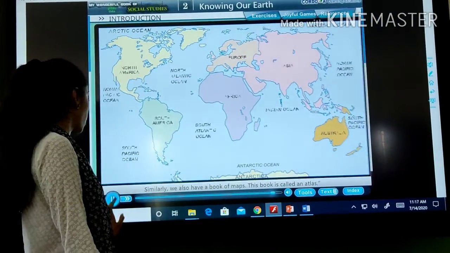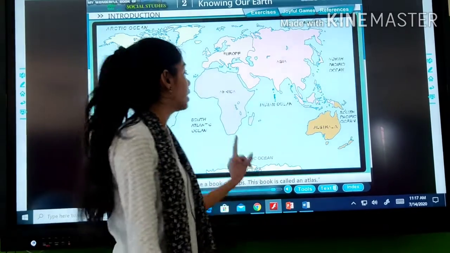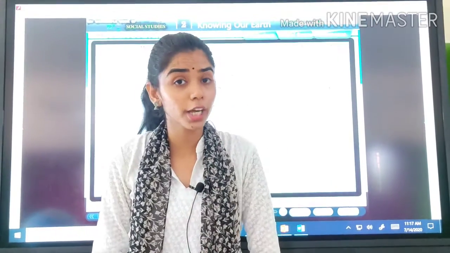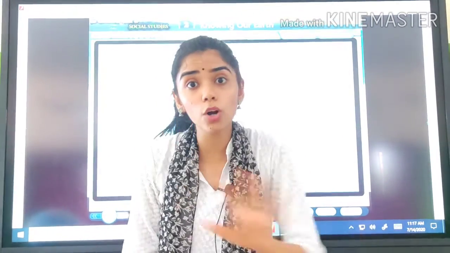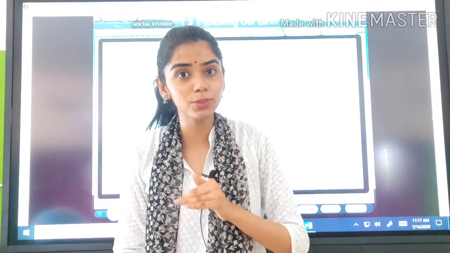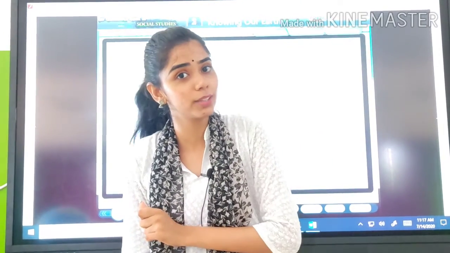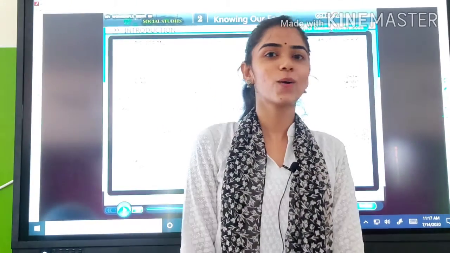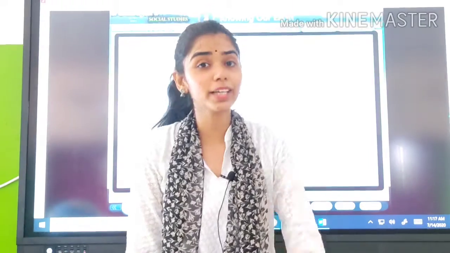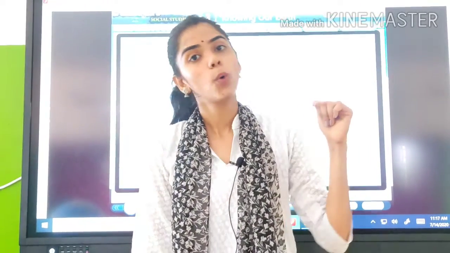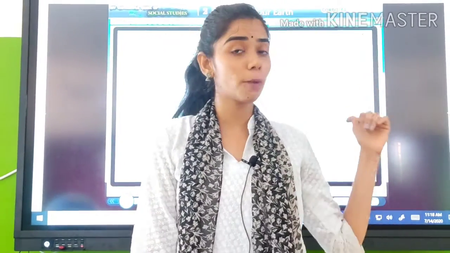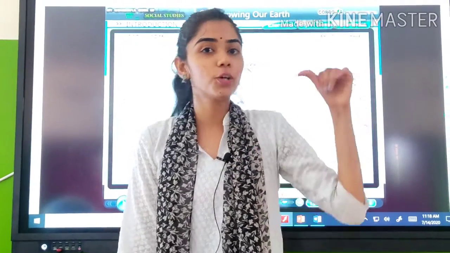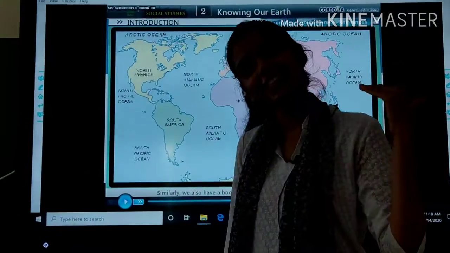Okay, similarly, we also have a book of maps. This book is called an atlas. Okay, this was a wall map which I have shown you, but there is also a book of maps. बुक के साइज में मैप्स होते हैं एंड इस बुक ऑफ मैप्स को हम बोलते हैं एटलस. What is it called? Atlas. Okay, so now I hope the topic is clear to you till now. Now we will discuss the worksheet of this topic and you have to write the questions as well as answers of the worksheet. Okay, so let's get started.